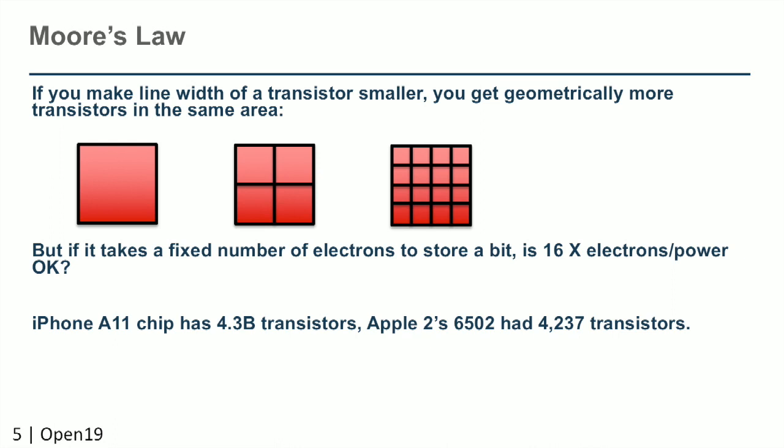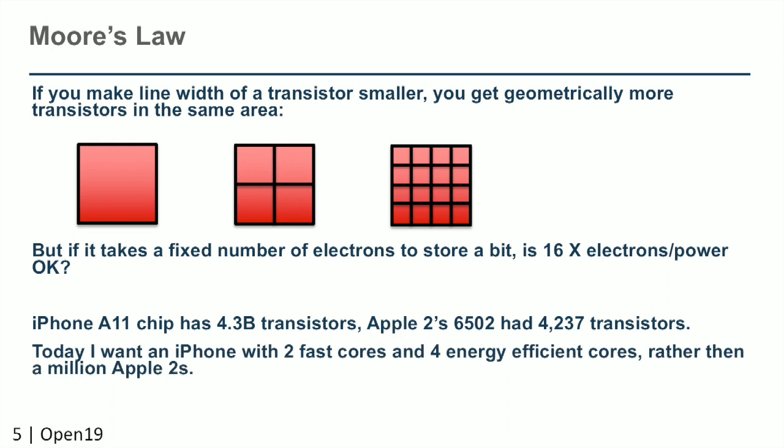Another thing that you have to worry about in scalability is, I love the iPhone A11 chip because it had almost precisely 1,000,000 times as many transistors as the Apple II 6502. But if you want to have the benefit of scalability there, you have to figure out what to do with those transistors. So today I want an iPhone with fast cores and a bunch of slow cores and memory and all of that kind of stuff, rather than 1,000,000 Apple IIs.